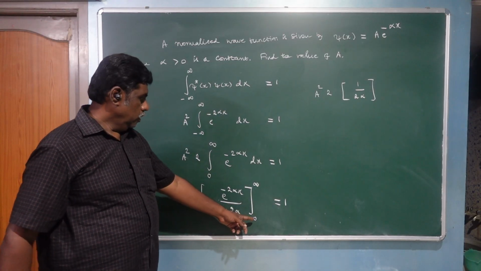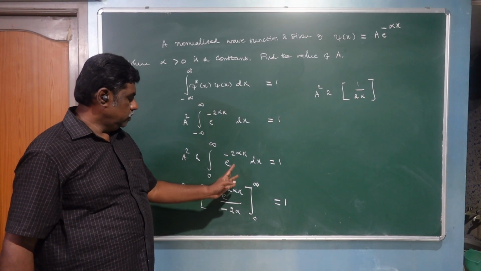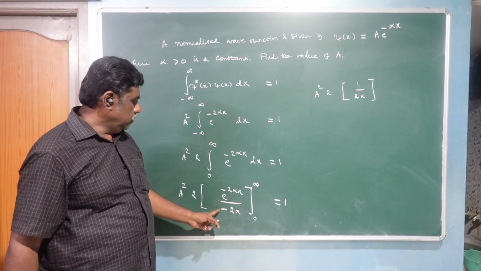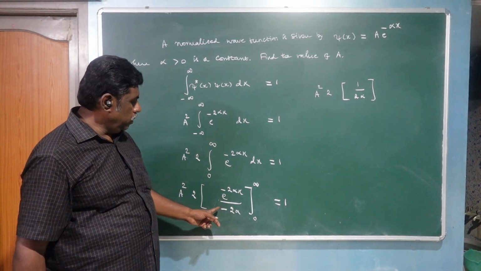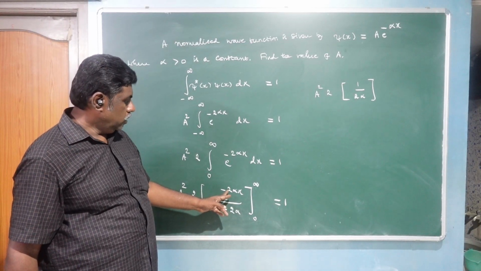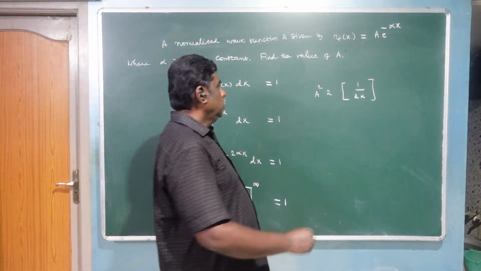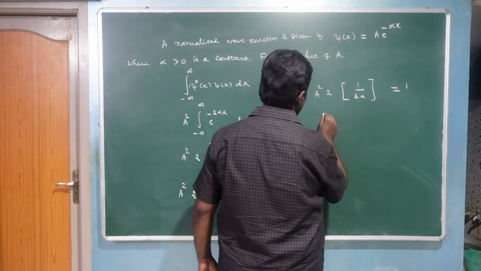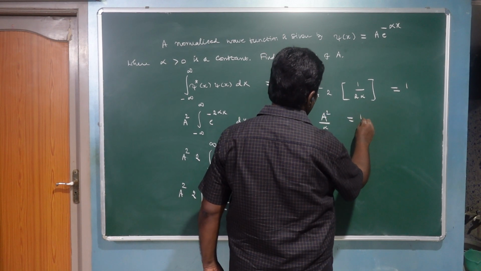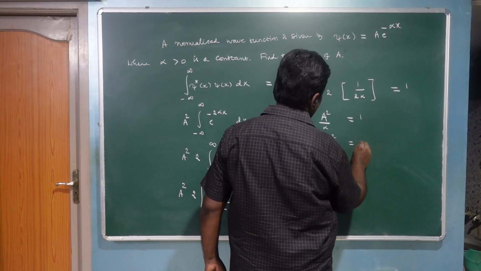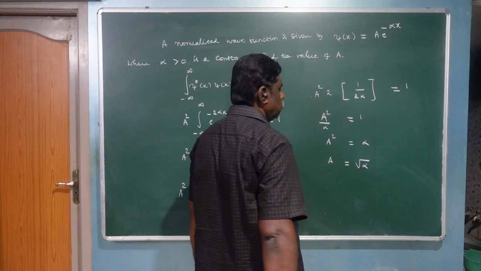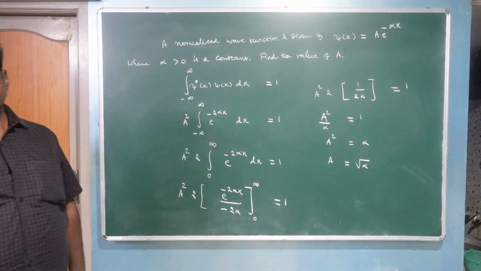See here, if you put the upper limit, the entire term vanishes. This minus sign is available. Minus of lower limit, minus into minus is plus, lower limit is 0, e power 0 is 1. So 1 divided by 2 alpha, which is equal to 1. So A square divided by alpha is equal to 1. Then A square is equal to alpha, A equal to root alpha. This is the value of A.